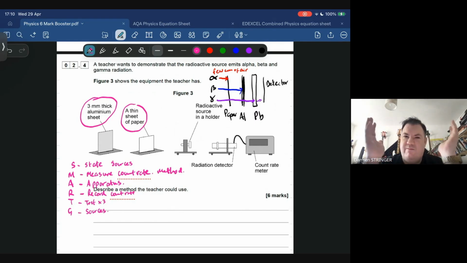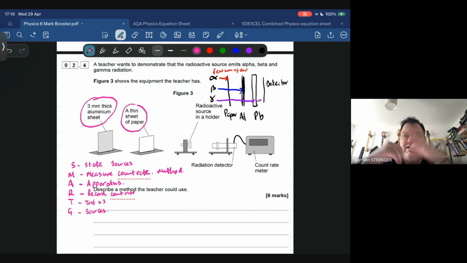So say if your count rate was 1,000, it might go to 900 because it's blocked out some of the alpha now. And then aluminium, if you put that in between, that will definitely block the alpha, because if it's stopped by paper, it's definitely going to be stopped by aluminium. And that should also stop the beta. So at that point, you should only be getting gamma coming through. So it would drop again.